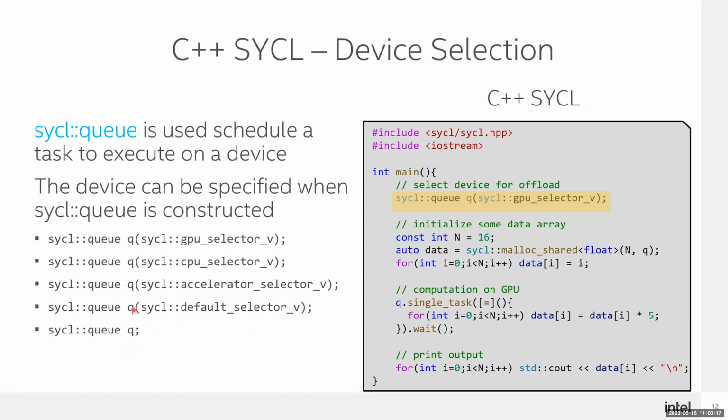And the last one is just the same as default selector. If you just don't specify, if you just create a queue like this, then it's the same as using a default selector. If it finds a GPU, it will run on the GPU, right? So we will be learning a lot more in detail about this device selection when we go into the SYCL Essentials module. But this is the basics of device selection. So this is something you'll see probably on the first line of code in any SYCL program, because you have to first select a device.